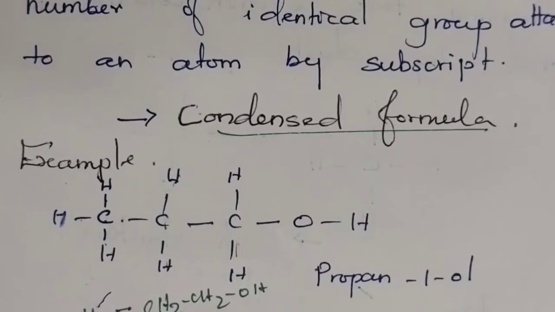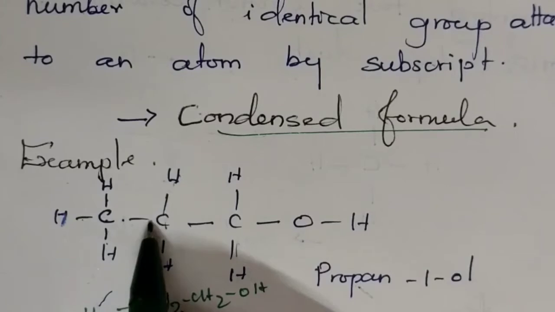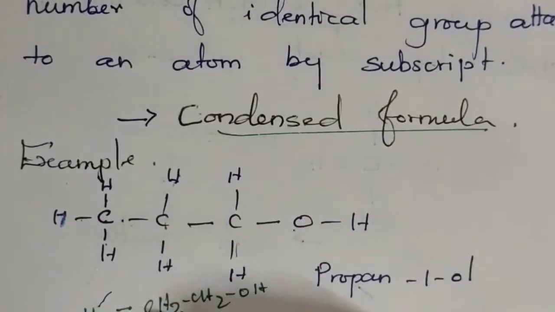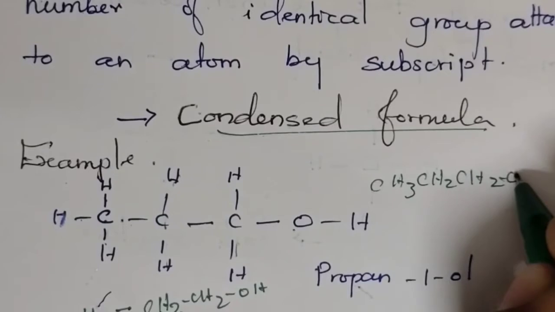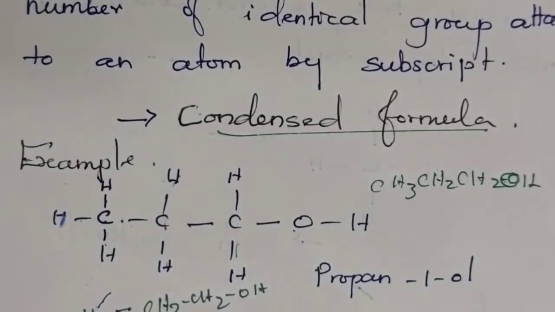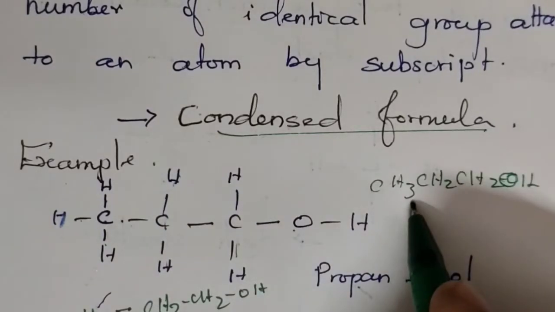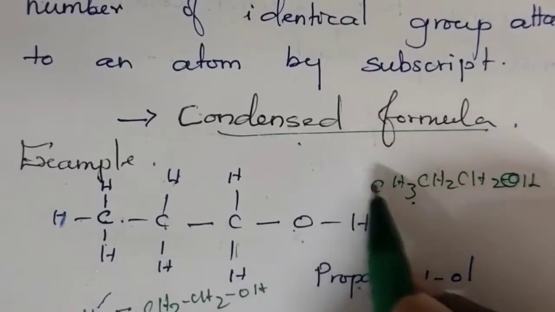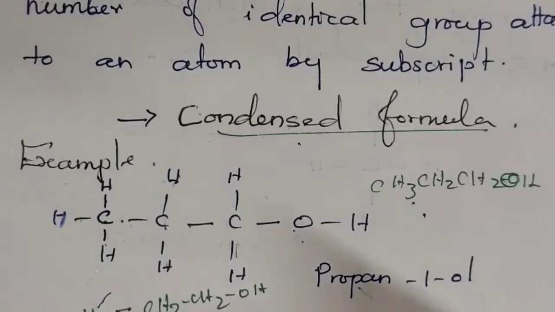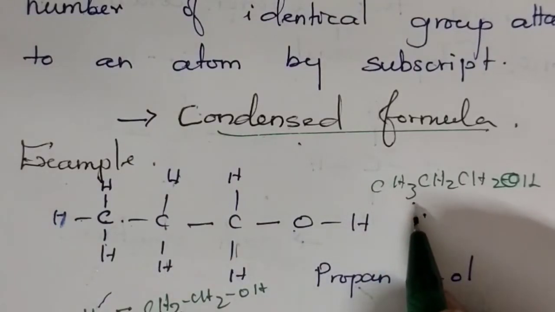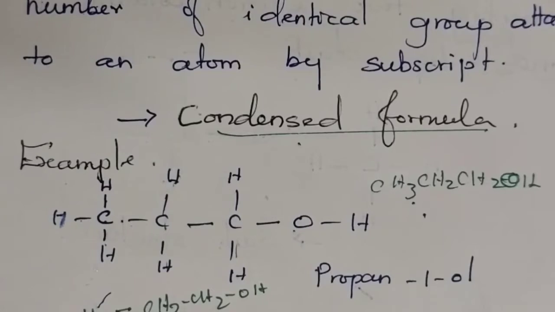So the complete structure can further be simplified by omitting some of the bonds present in it, or omitting all the bonds. The same formula we can write by omitting all the bonds: CH3, CH2, CH2, OH. Without any bond also we can represent. Such a representation of an organic compound is called condensed formula. So in the condensed formula, we write the atoms present together.